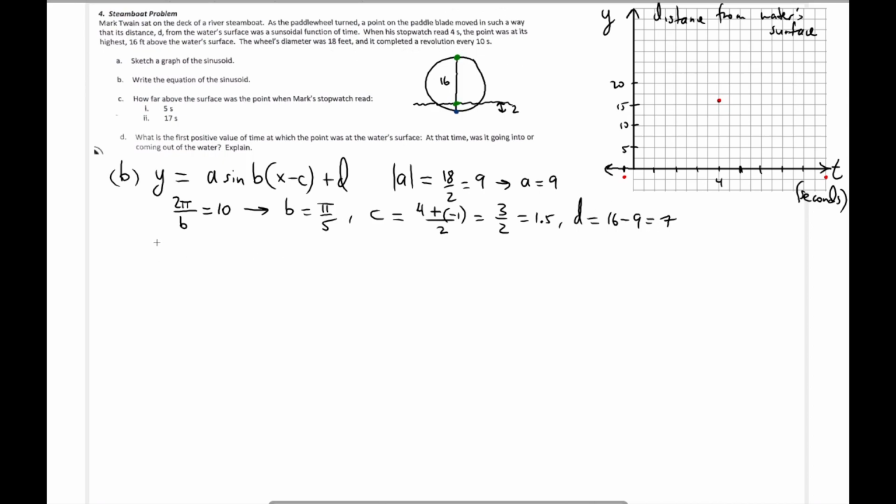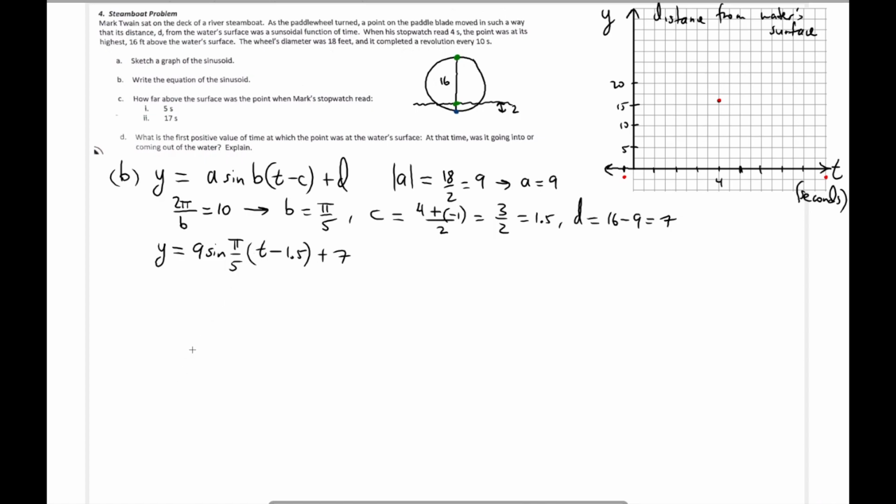Okay, so now our graph becomes 9 sine (pi over 5 x minus 1.5) plus 7. So that's going to be precisely the graph that we found. Oh, actually, I should have replaced this with a t. I don't know why I put an x there. This should have been a t because we're using the t-axis in terms of time. So I'm just going to replace that with a t. All right, t.